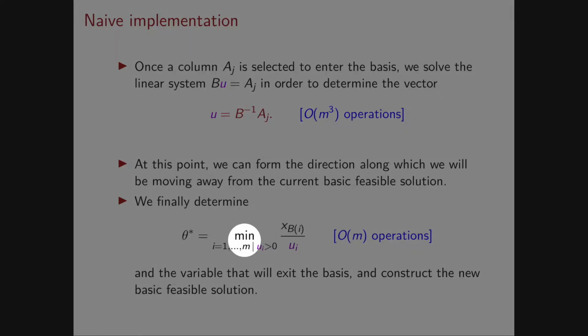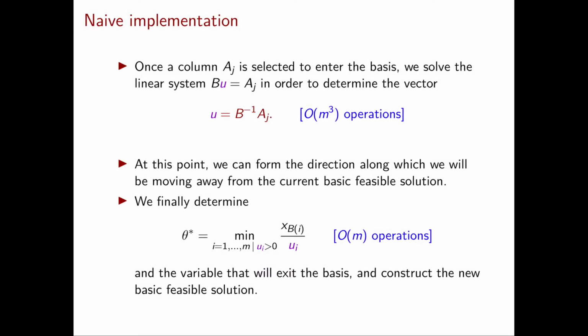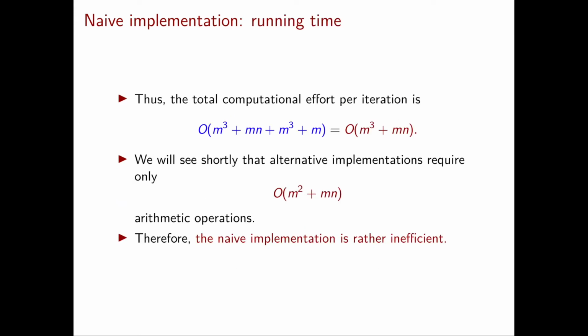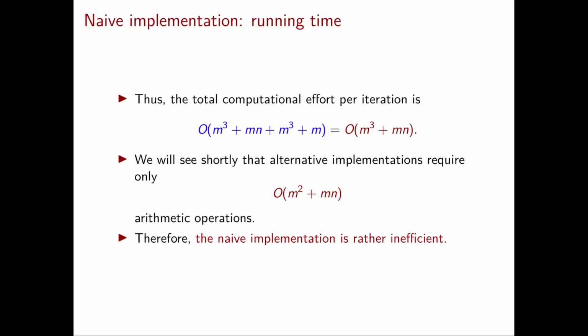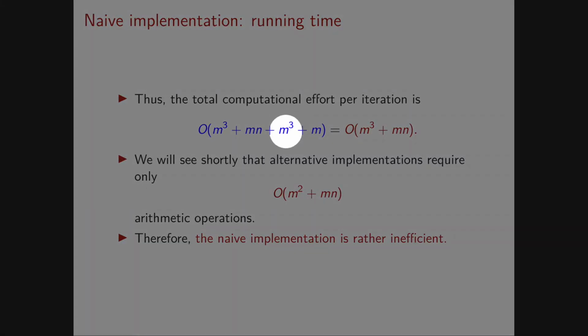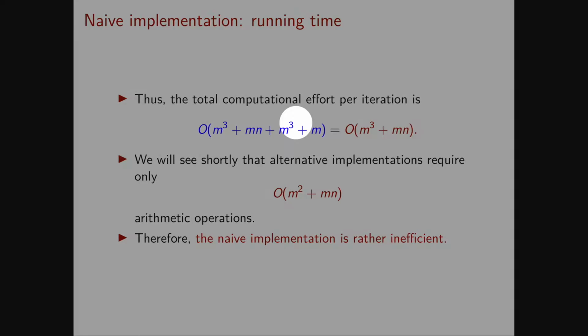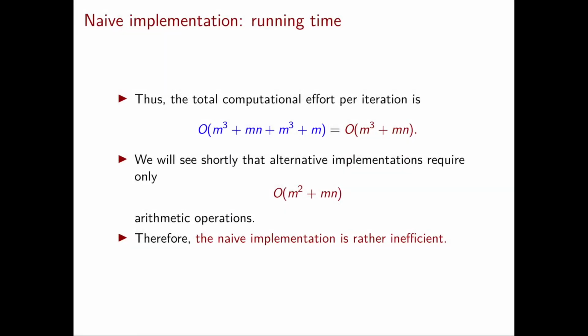The index that gives us the minimum also tells us which is the variable that will exit the basis, and this allows us to construct the new basic feasible solution and to terminate this iteration of the naive implementation of the simplex method. So what is the total number of arithmetic operations that we performed in an iteration of the naive implementation? We needed big O of m cube operations to compute the vector of the simplex multipliers, then big O of mn to compute all the reduced costs, then big O of m cube to compute the vector u, and finally big O of m operations to compute theta star.